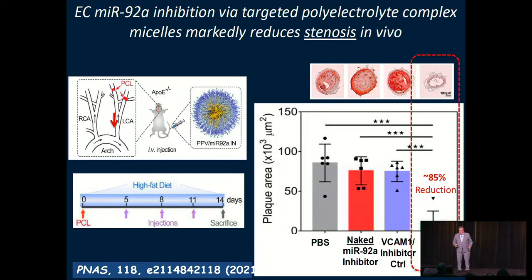Exactly the same polyelectrolyte complex micelle delivery vehicle. And then we look at how big a plaque is produced downstream from the ligation. And you can see with PBS or even with the naked inhibitor or with the scrambled inhibitor, we get statistically the same kind of occlusion of the blood vessel, but delivering this package in this way reduces the size of the downstream plaque by about 85%.